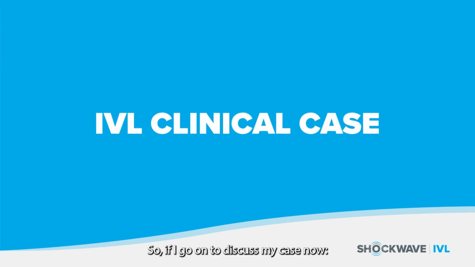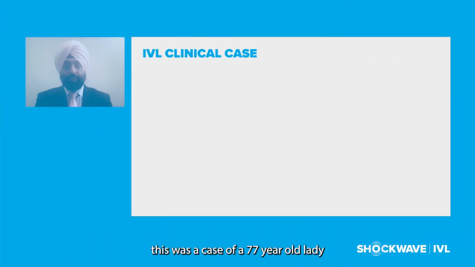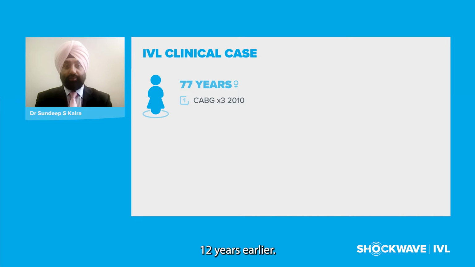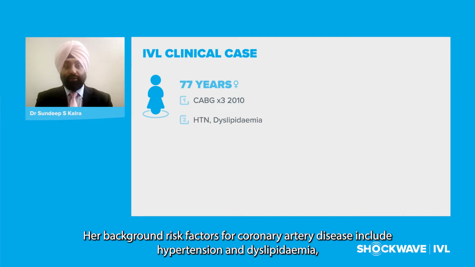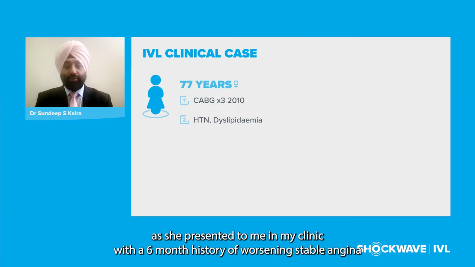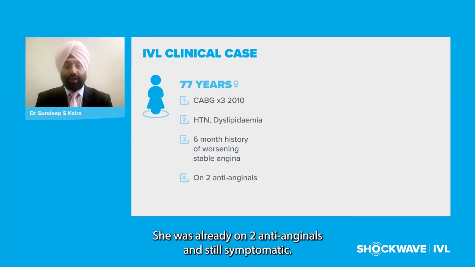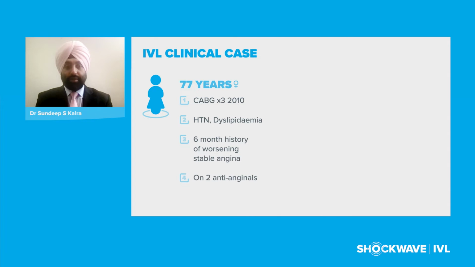So if I go on to discuss my case now, this was a case of a 77-year-old lady who had undergone 3-vessel bypass surgery 12 years earlier. Her background risk factors for coronary artery disease include hypertension and dyslipidemia, and she presented to me in my clinic with a 6-month history of worsening stable angina with CCS class 2 symptoms. She was already on 2 antianginals and still symptomatic.